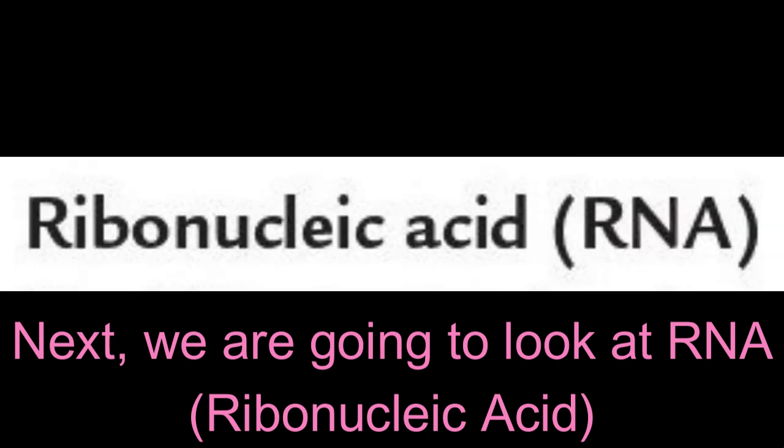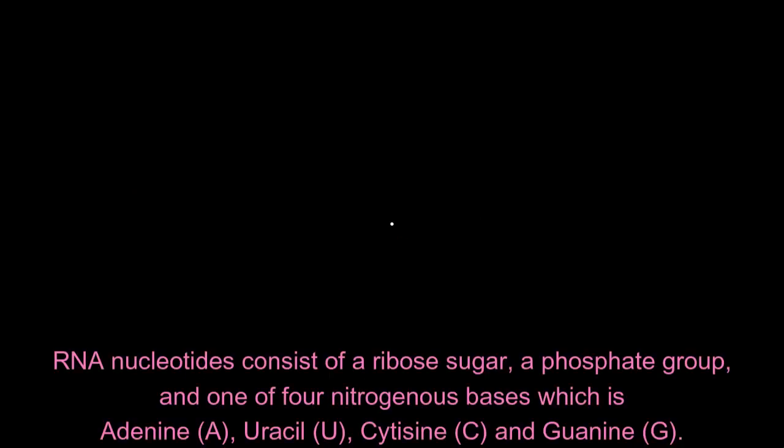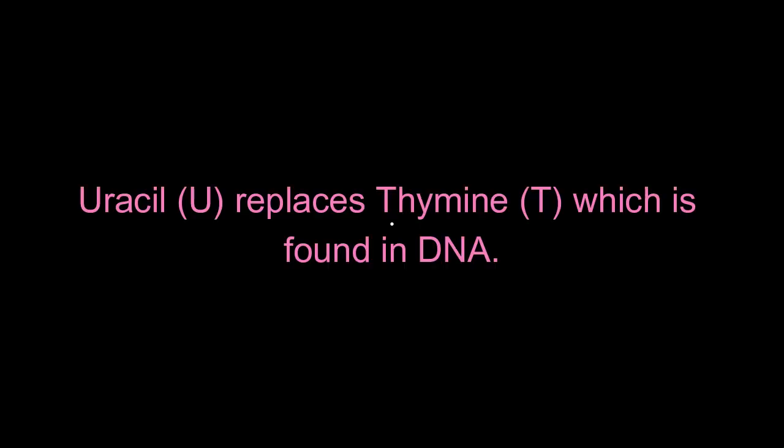Next, we are going to look at RNA, aka ribonucleic acid. First, we are going to look at the structure. RNA is typically single-stranded, though it can form complex secondary structures. RNA nucleotides consist of a ribose sugar, a phosphate group, and one of four nitrogenous bases, which are adenine, uracil, cytosine, and guanine. Uracil replaces thymine, which is found in DNA.